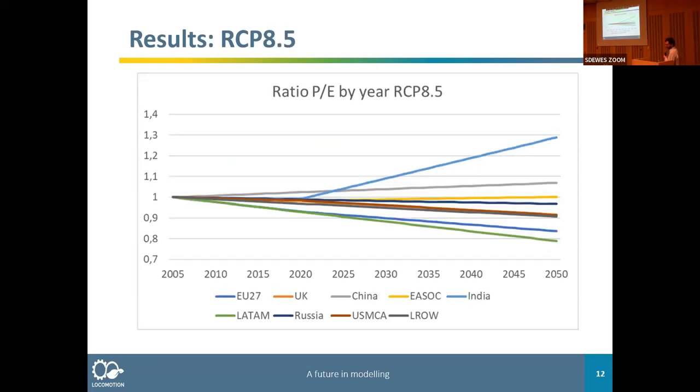For the most extreme scenario, we have most extreme results also. So for India, we have a very large, substantial increase of this ratio expected for 2050. Also an increase with positive values for China, and also a very small increase of positive values for the Eastern Asia and Oceania. And again, at the opposite, the regions where the largest decrease is expected will be Latin America, European Union, and the rest of the world.